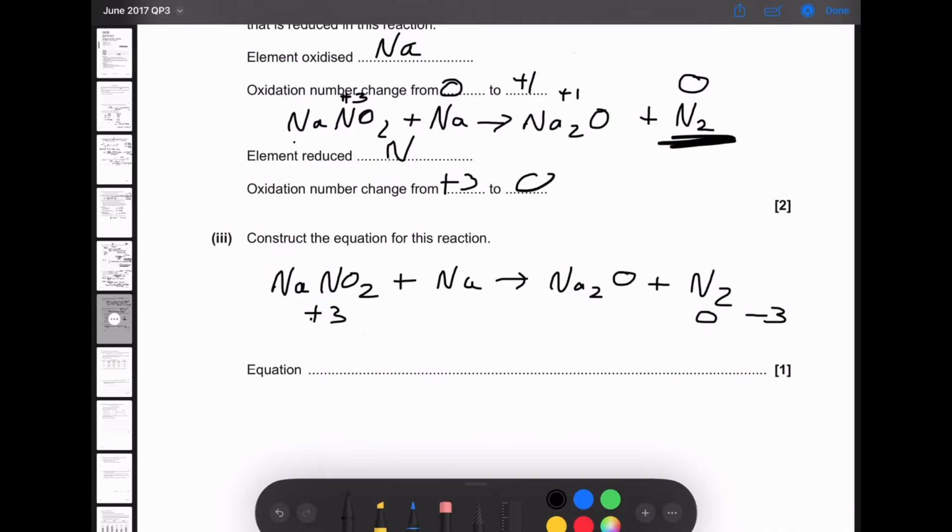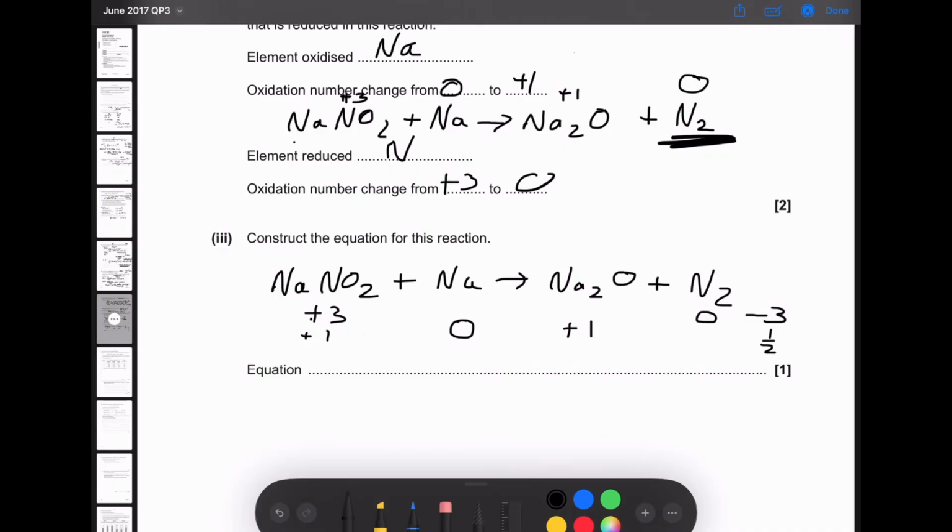And now we do our oxidation. So for sodium, we know it went from 0 to +1. But we've also got a sodium here that was already +1. So what are we going to do? Well, we're saying that in order to go from 0 to +1, it had to change by +1. But also, to go from +1 to +1, it had to have an overall change of 0. So what are we going to do? Well, we're going to average it out. So what's +1 plus 0 over 2? Well, it's a half. So overall change is a half.